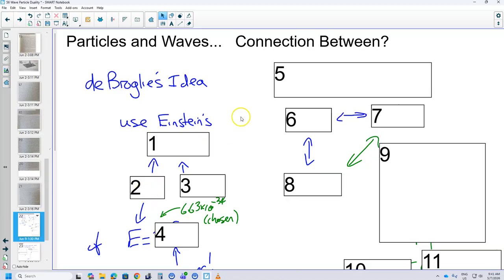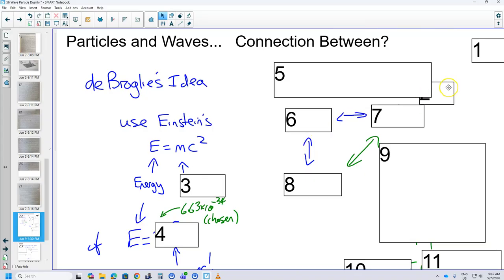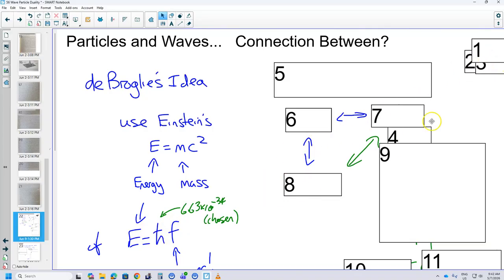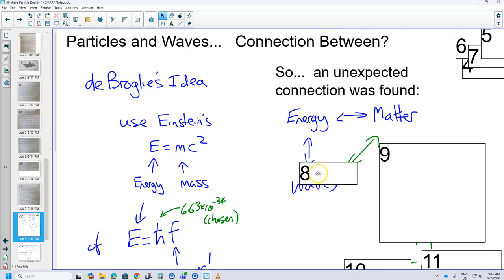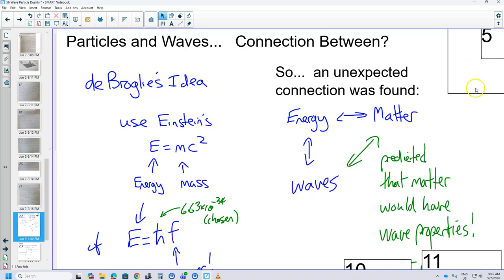So just a little bit of concreteness to this. De Broglie's idea was E equals mc squared, right? So the equivalence between mass and energy. De Broglie said, well, energy is h bar f, and so a connection was found between energy and matter, right? And waves for that matter.